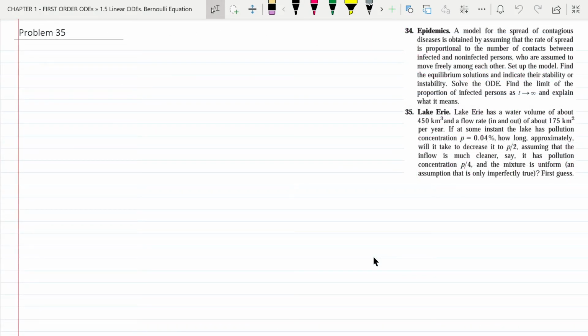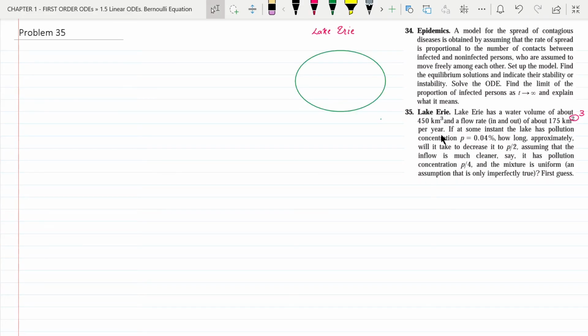Problem 35. Lake Erie has a water volume of about 450 km cubed and a flow rate in and out of about 175 km cubed. Here there is a mistake in the question. It should be kilometer cubed per year. If at some instant the lake has pollution concentration P equal to 0.04%, how long approximately will it take to decrease it to P by 2, assuming that the inflow is much cleaner? Say it has pollution concentration P by 4 and the mixture is uniform, an assumption that is only imperfectly true.